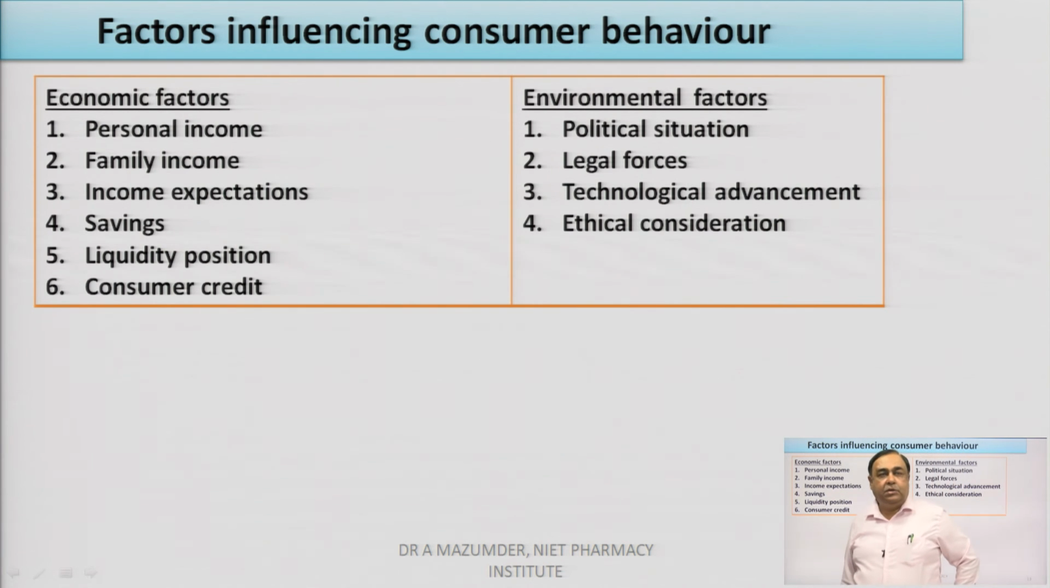What is your savings? What is your liquidity position? And what is your consumer credit? All these are coming under economic factors. Environmental factors include the political situation, the legal factor, the technological advancement, and the ethical consideration.